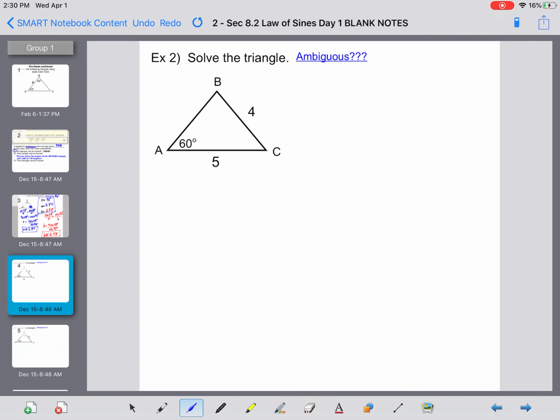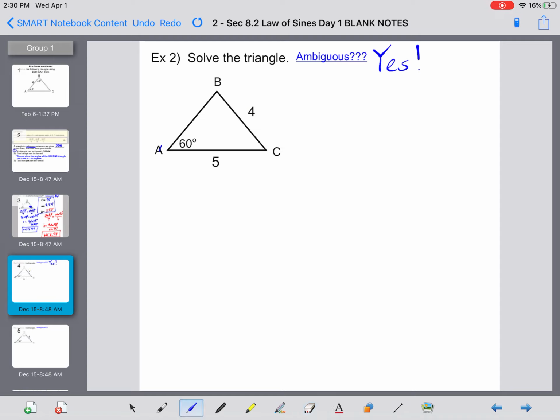Okay, so hopefully you paused and tried. Here's what we're given. There's an angle, there's a side, and there's a side. Now remember, the order of that is important. Because we're given an angle, then a side, and then a side in that order, yes, this thing is ambiguous. So we got to be a little bit more careful, okay?